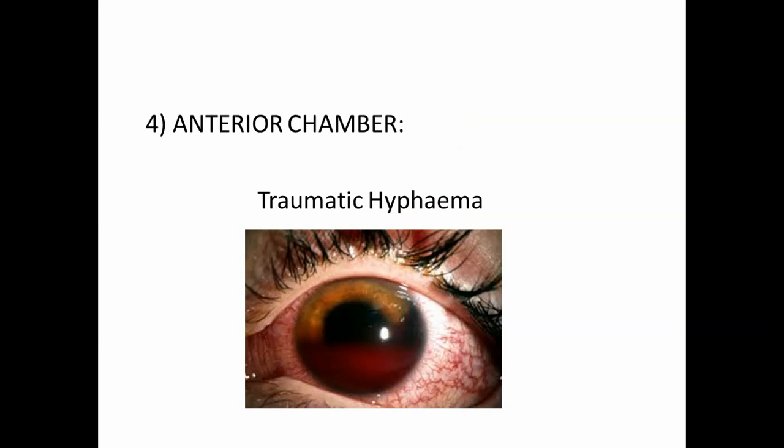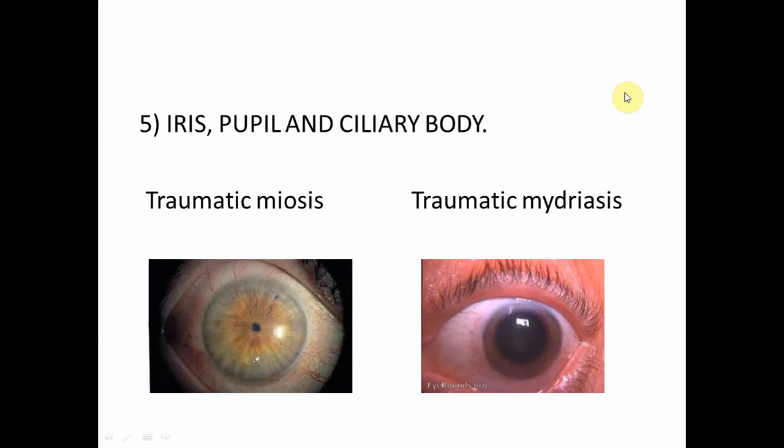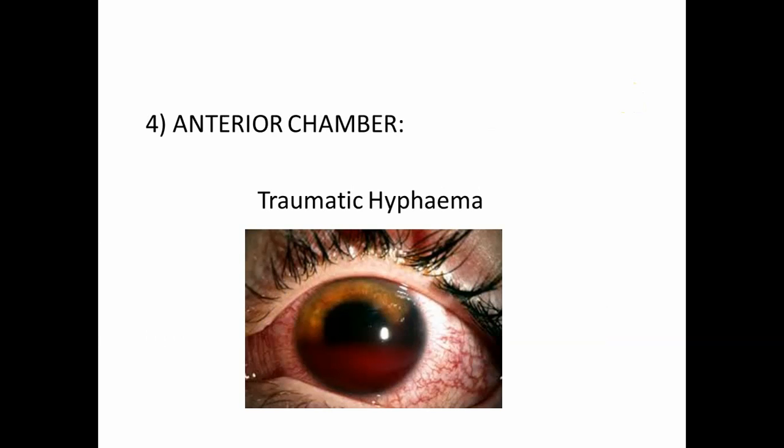Next is your anterior chamber. So one of the most common manifestations that you see is a traumatic hyphema. So hyphema is basically collection of blood in the anterior chamber. So where is the blood coming from? It is from the iris. You have a vascular structure in the eye there, the iris, the ciliary body and the choroid, which together form the uveal tissue. So blood comes from there and starts to accumulate in the anterior chamber. So what you see here is accumulation of blood in the anterior chamber.